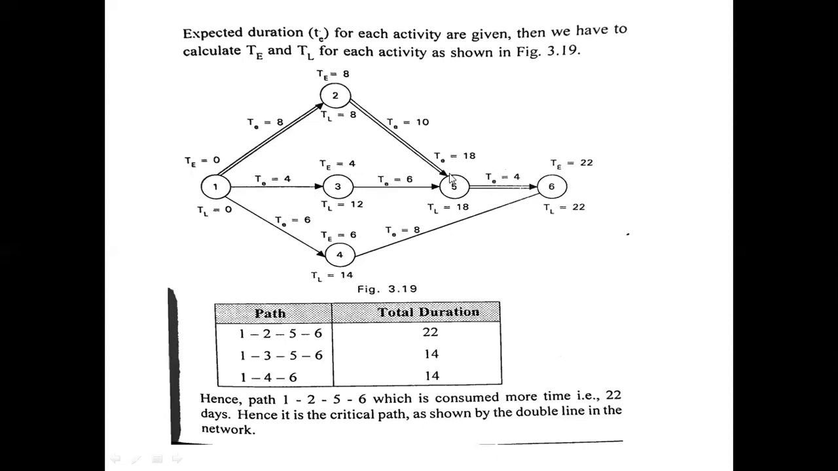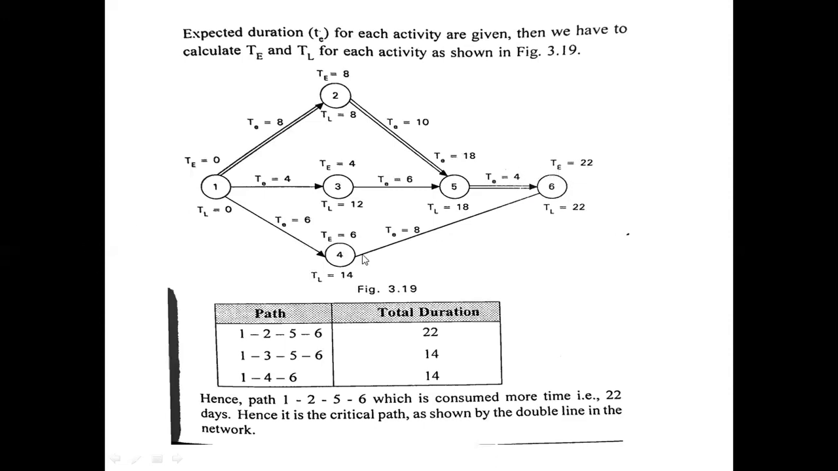In the earliest finish time we take only the largest time. From this path we get 10, and from this path we get 18. Out of 10 and 18, 18 is the highest. So we consider 18 as the earliest finish time of this fifth event, and that is what we consider for the next activity. That is 18 plus 4, which is 22.